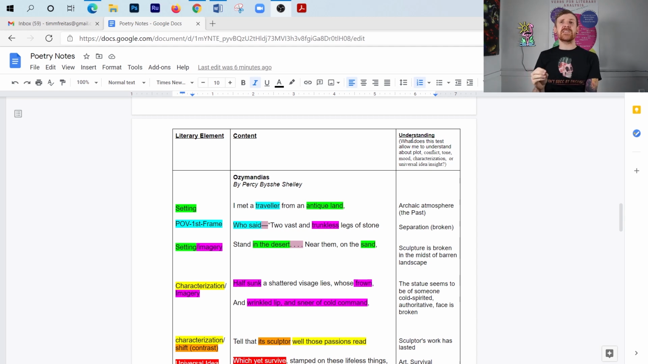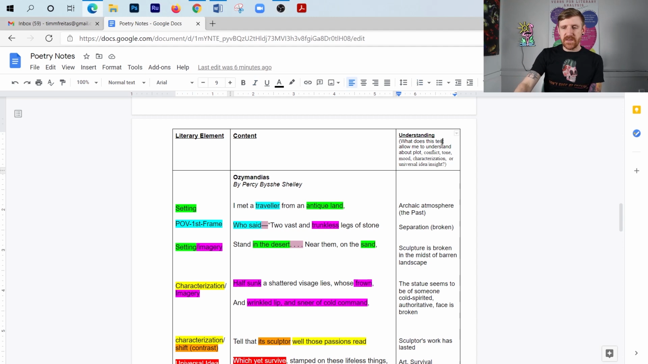We don't want the kids to ask, what should I understand because of this? I want to have, what does this text, I shouldn't say test, it should say text. Let's fix that. It should be, what does this text that I'm noticing right here allow me to understand about plot, conflict, tone, mood, characterization, or universal ideas or insights? And for those of you that teach that as theme, that's what that means.